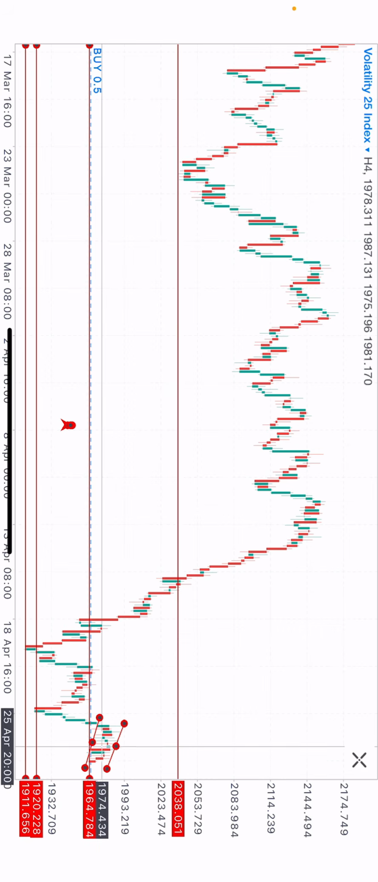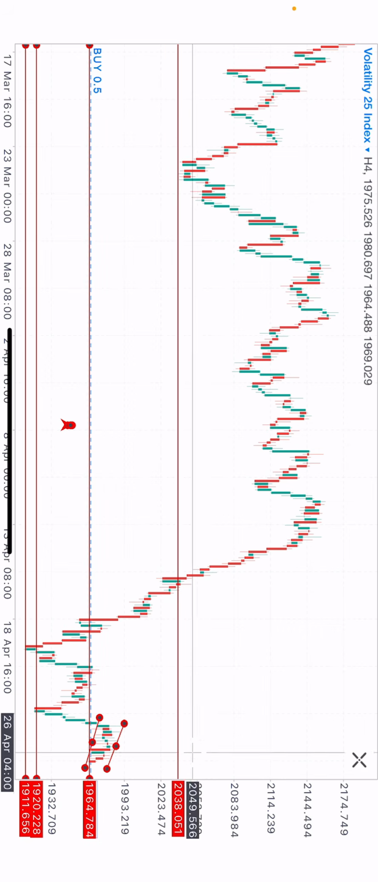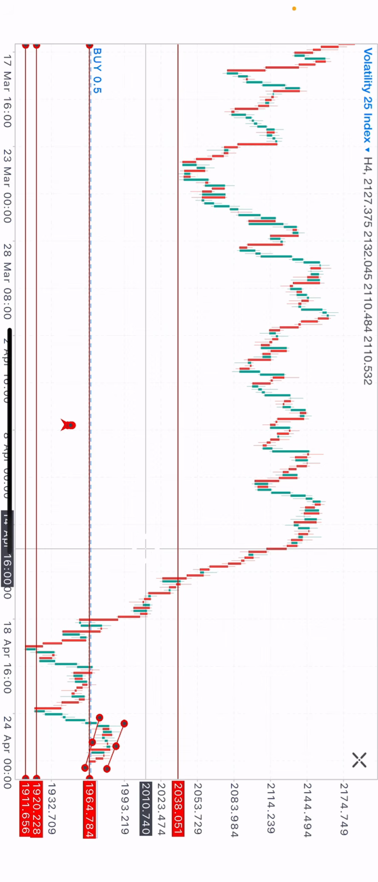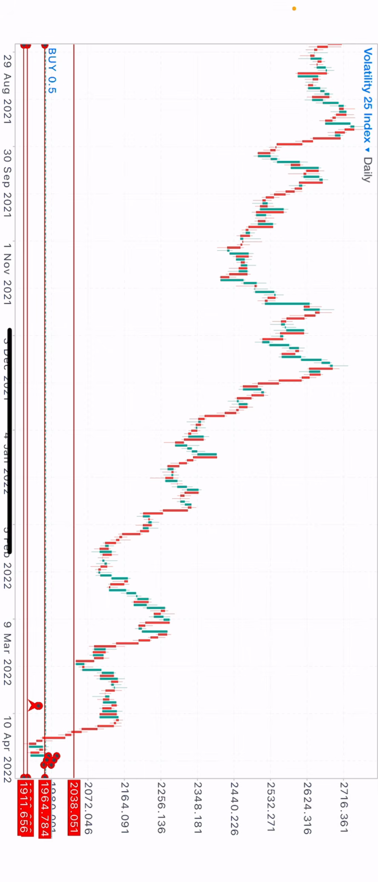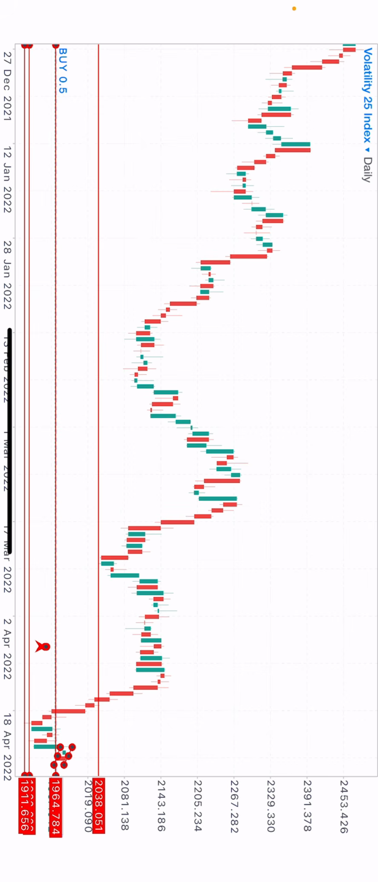So I'm going to leave this market to do the work for me and hit this level. If it's going to continue, I don't know, but all I'm expecting is for it to hit my take profit level. So I'm just going to zoom out so we can observe it on the daily time frame.